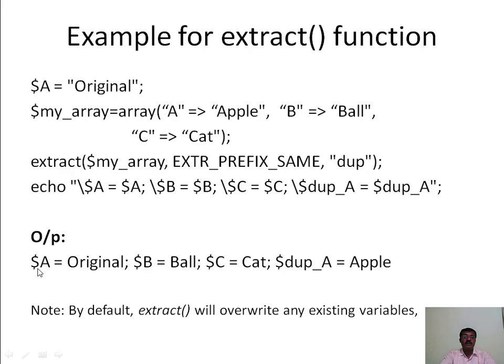After extraction, A's value is original, it will retain the same. Then B is the extracted variable whose value is ball, and C is the extracted variable whose value is cat, and dupe A is the extracted variable whose value is apple. So here the dupe is a string, it was supplied as a third parameter. The collision happens between the original A and the extracted variable A. Hence this string will be prefixed in front of the collision variable. In this way we can control the behavior of an extraction.